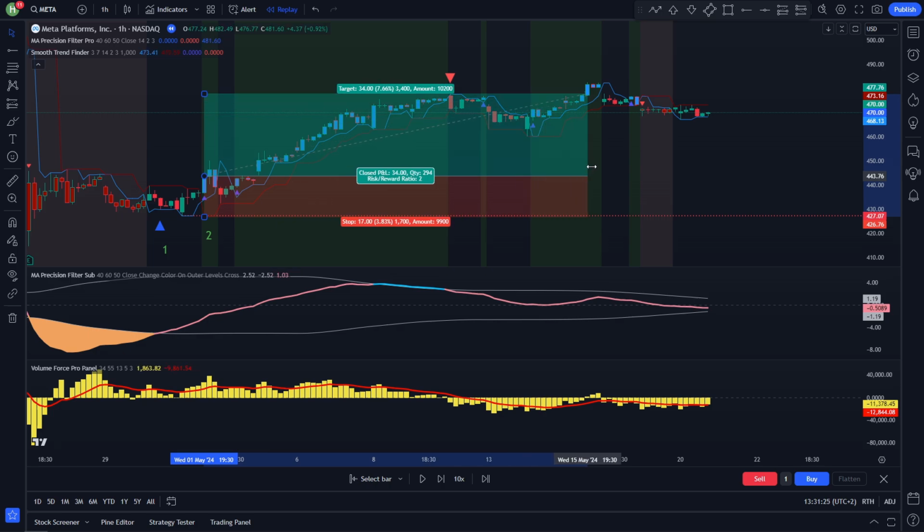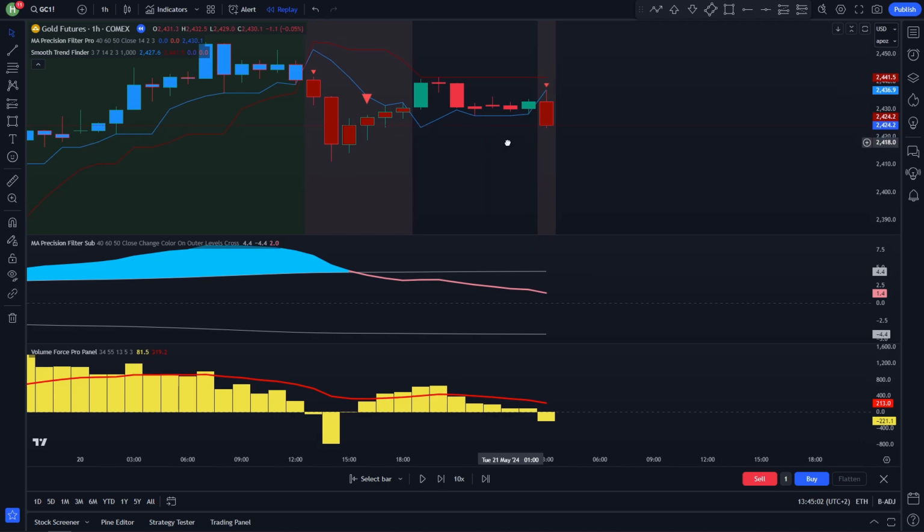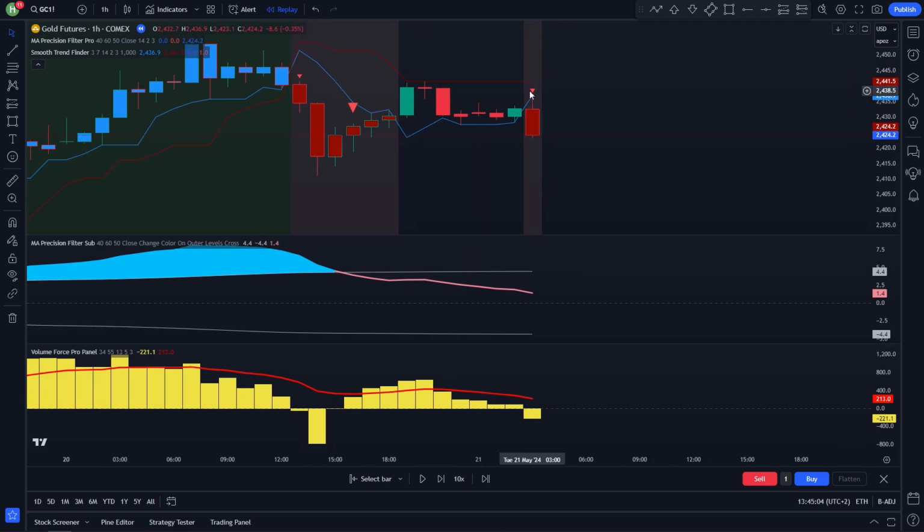Next, let's explore the other side of the spectrum by looking at a sell or short trade. On the chart, I've selected gold futures in the hourly time frame. For a valid sell trade, firstly, we are waiting for the MA Precision Filter Pro to give us a sell alert. After we receive the sell alert, we can see that the market started consolidating, which is marked like this, before we receive the confirmation of the downtrend from the Smooth Trend Finder.